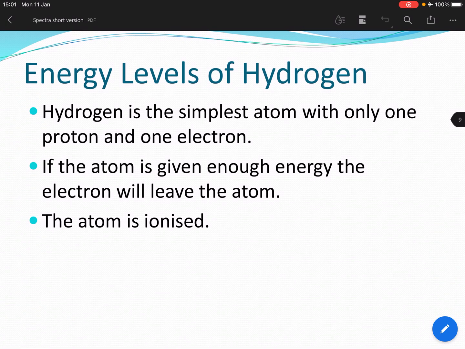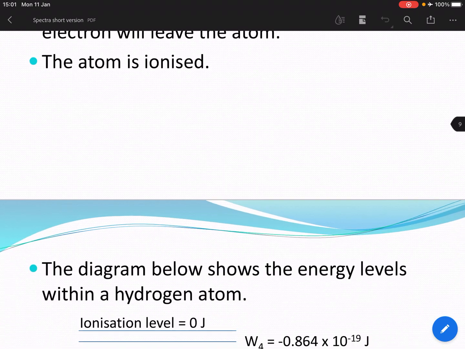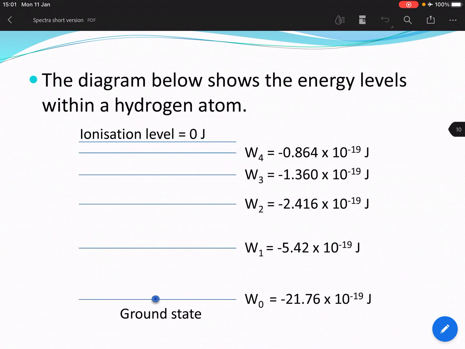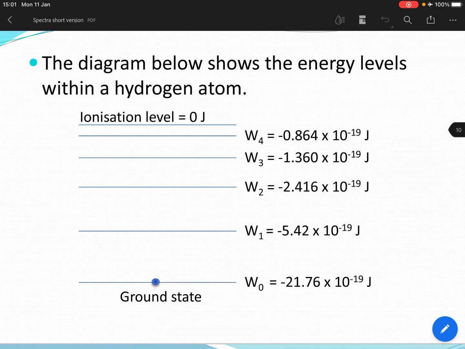So most straightforward, the simplest atom obviously is hydrogen, 1 proton. If that's given enough energy, the electron will leave, and then therefore it's ionized, like we've just said. So this is showing the energy levels within a hydrogen atom. I'm not quite sure why it's calling it W0 and W1, 2, 3 and 4 rather than E, but never mind. Sometimes if you've got more than one atom, there's a question in a bit that you'll do where one's called X and one's called Y. So for whatever reason they've called it W in this question.